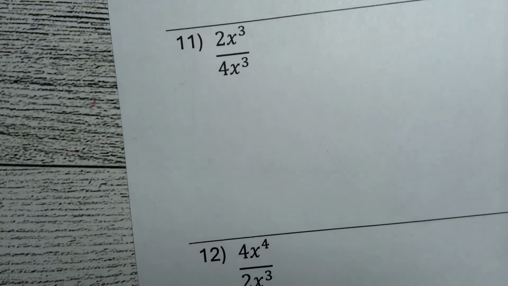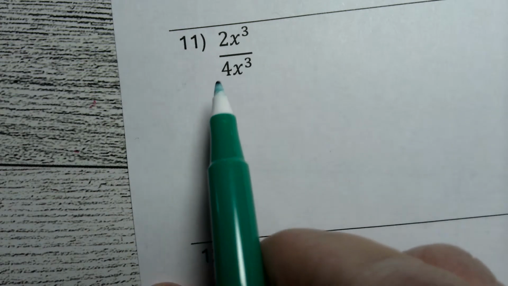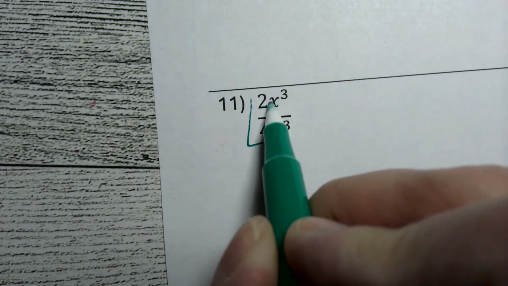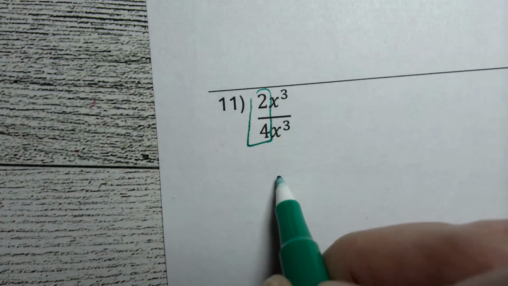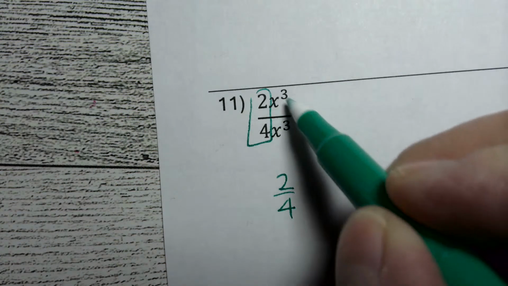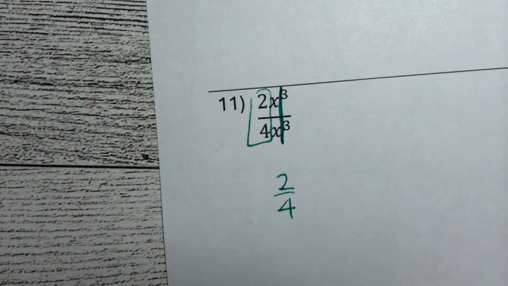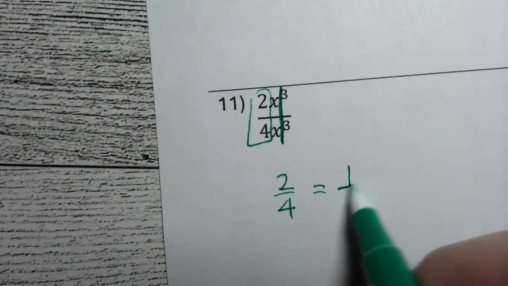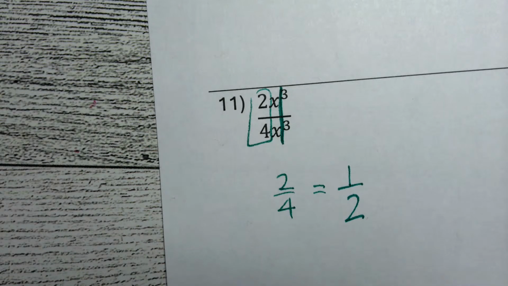All right, on number 11, you need to see if she did this correctly or if she made a mistake. Now, when she went in to do this, she saw the 2 and the 4 right here. She separated that out. And then she saw x cubed over x cubed and saw that's the same thing. So that's just a big 1. So then she thought this was the answer and then put it into lowest terms. Did she do that correctly or did she make a mistake?